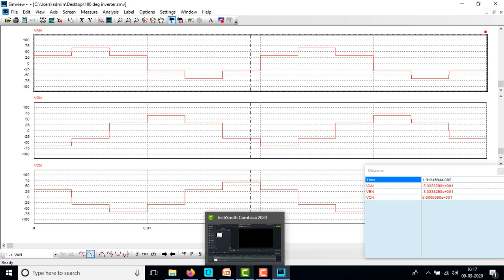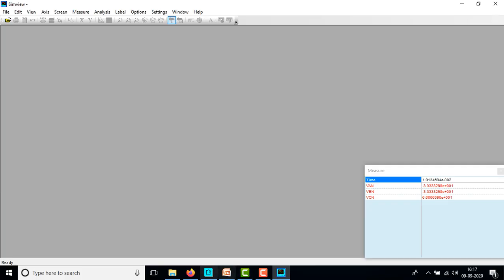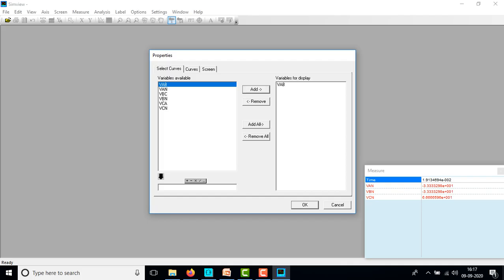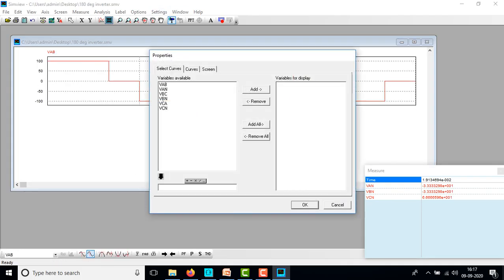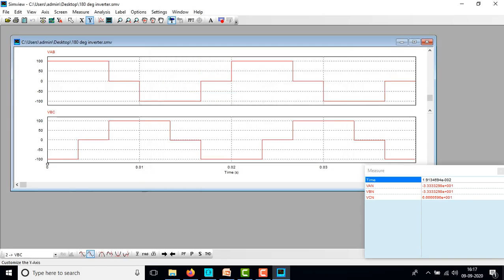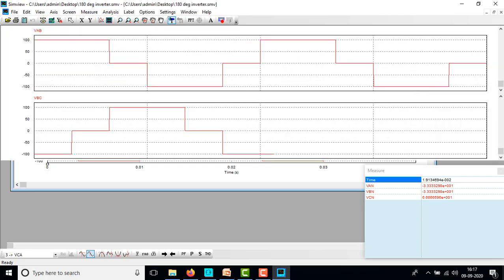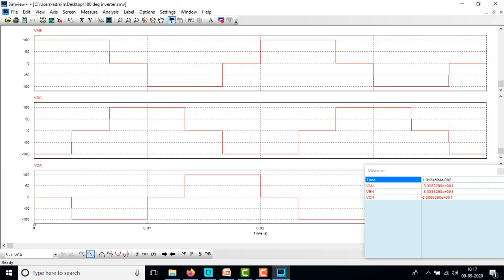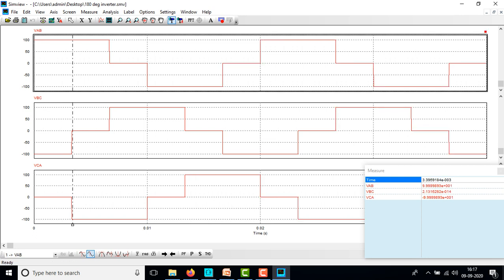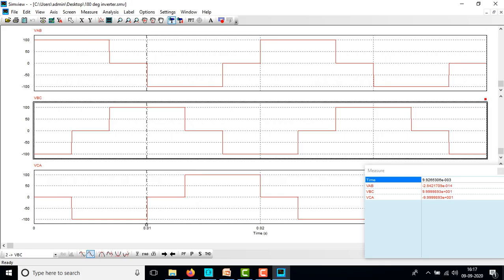And the next one we can run is the line voltage. So for line voltage we will have VAB, VBC, and then the third one VCA. So this will be your line voltage waveform. For 0 to 120 it will have the magnitude of 100, that is Vs, again 0, again minus Vs. Similarly for the remaining two line voltages, this will be 100 volts and this will be minus 100 volts.